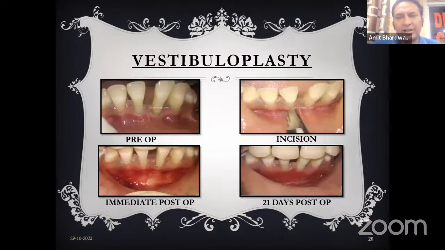Vestibuloplasty is a very good procedure to increase the width of attached gingiva. If the vestibule is very shallow, then you can do this vestibuloplasty to increase the depth. It is a very helpful procedure, and the patient will perform dental cleaning routinely with good zeal.